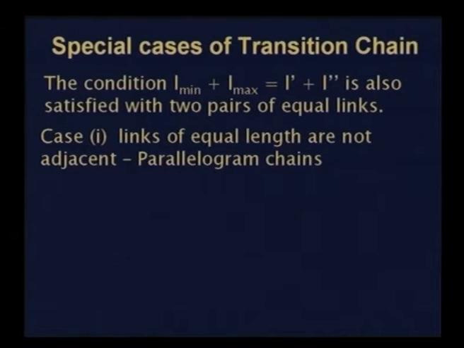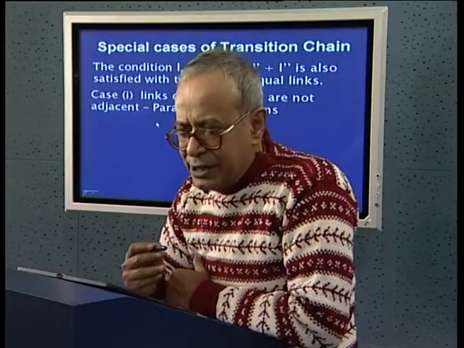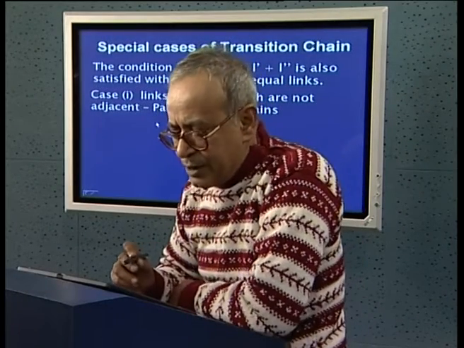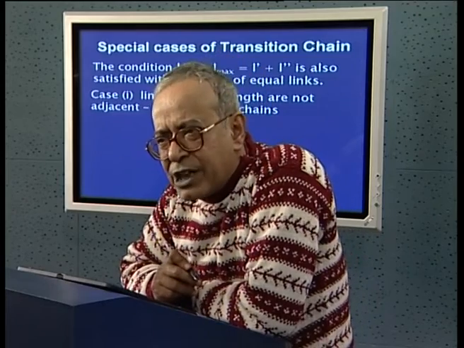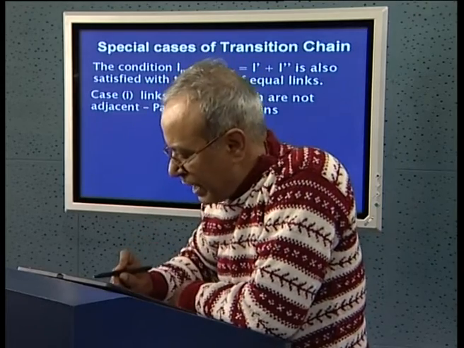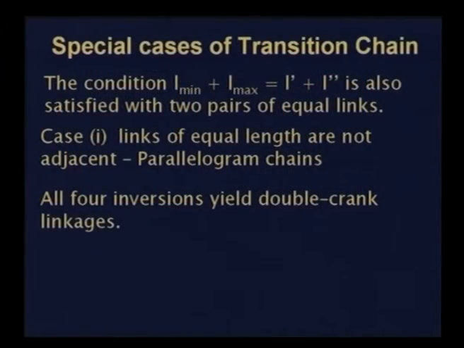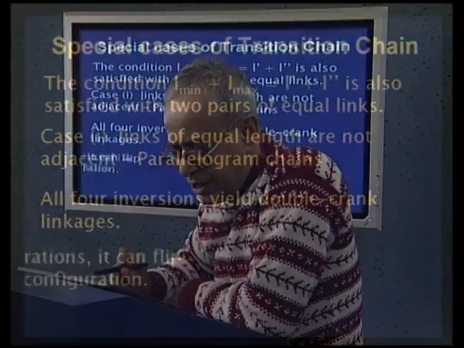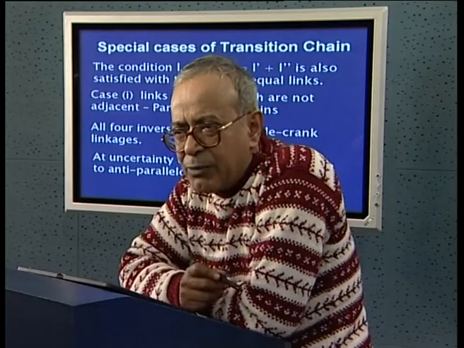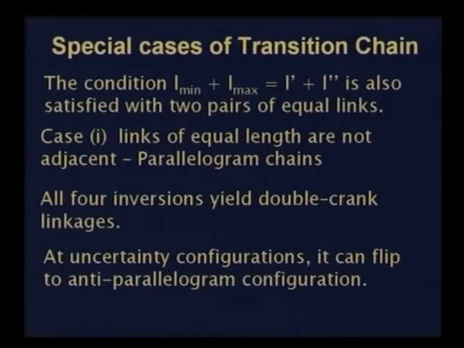Now, in this special case, there are two varieties. Case 1, when the links of equal length are not adjacent, that means, links of equal length are opposite to each other, we call it a parallelogram chain. In a parallelogram chain, all four inversions are double crank. So, all four inversions of a parallelogram chain yield double crank linkages, of course, with uncertainty configuration, where the parallelogram linkage can flip into anti-parallelogram configuration, as we shall see just now.